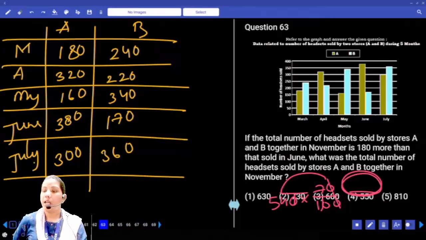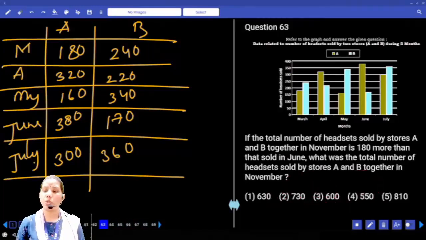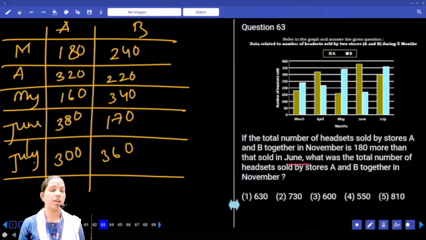Next 63. If the total number of headsets sold by stores AB together in November is 180 more than sold in June, what was the total number of headsets sold by AB together in November? Compare it to June. What is June together? June values 380 and 170. What is 380 plus 170? 550. Compare it to 550, it is 180 more. What is 550 plus 180? 730. Second option. Where did 550 come from? June total is 550 plus 180, 730.